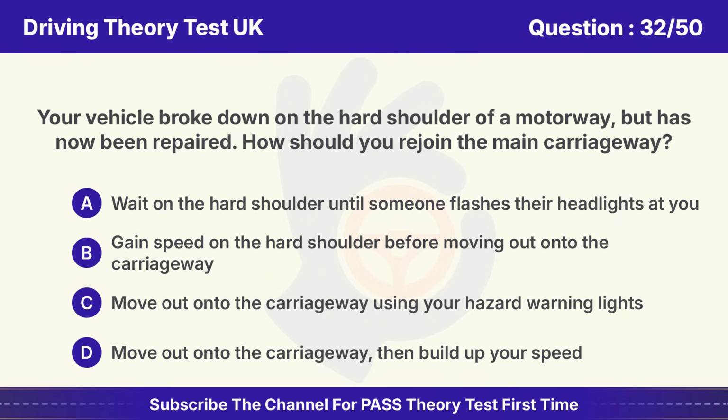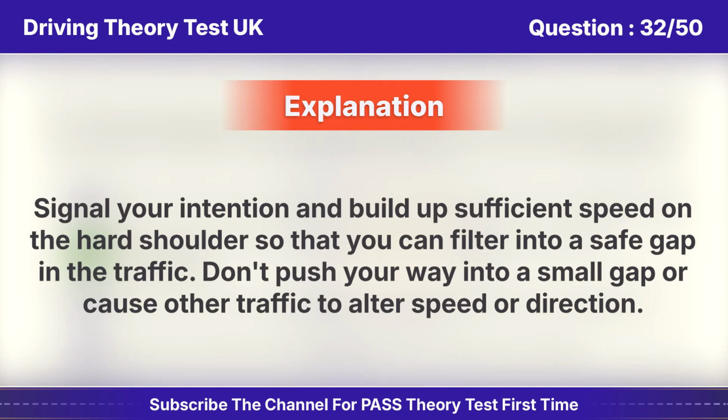Question 32. Your vehicle broke down on the hard shoulder of a motorway, but has now been repaired. How should you rejoin the main carriageway? Answer is B. Gain speed on the hard shoulder before moving out onto the carriageway. Signal your intention and build up sufficient speed on the hard shoulder so that you can filter into a safe gap in the traffic. Don't push your way into a small gap or cause other traffic to alter speed or direction.